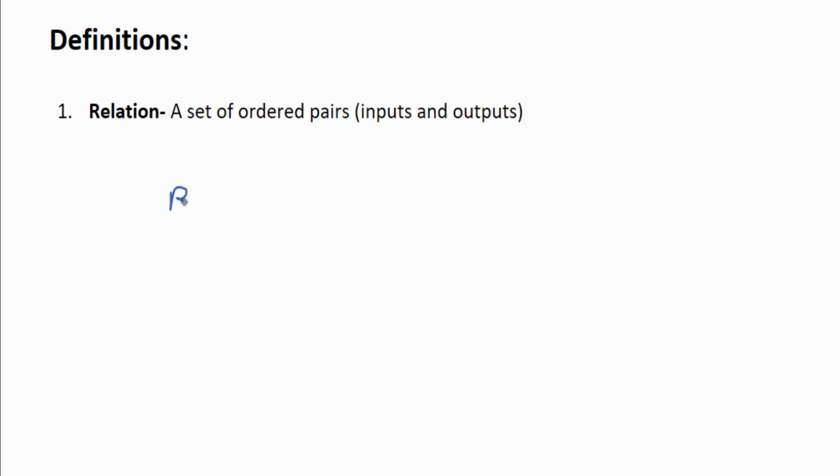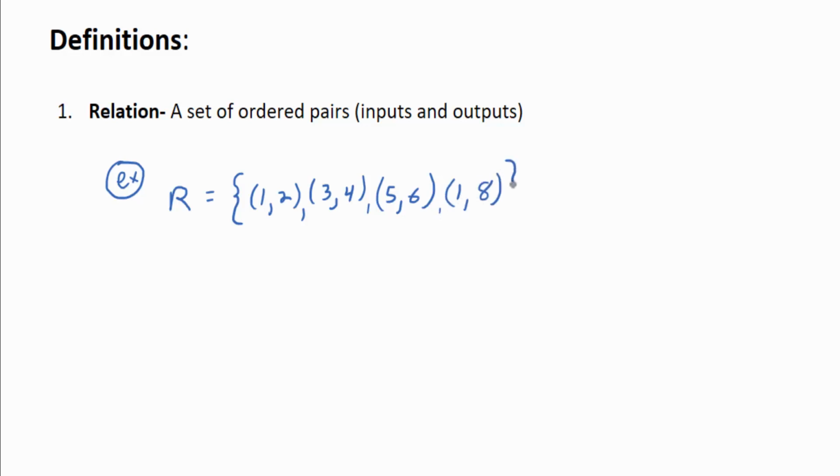So R, capital R for relation. You could have the ordered pairs 1, 2. I'm not getting very creative here. 3, 4. 5, 6. I'll separate these ordered pairs by commas as well. And then maybe, how about 1, 8? Is that a set of ordered pairs? Yeah, you got curly brackets around it. You've got a listing of ordered pairs. It's a set of ordered pairs. It's a relation.